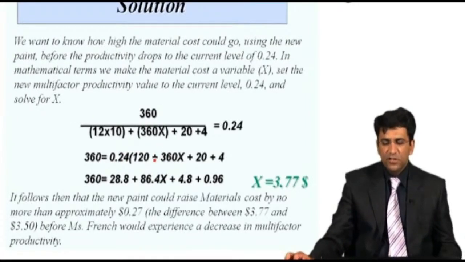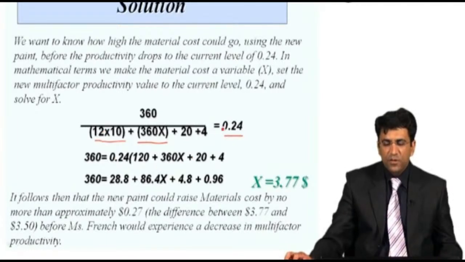So this is the case, students. You can see that this is the output, that is 360 with the new paint. This is our labor cost. This is our material cost. Now what we have supposed here is that the unknown per unit cost is X. The total material cost will be equal to 360 multiplied by X, plus 20 plus 4, and it will be equal to 0.24. And it is provided in the example that this value of productivity should not be changed.